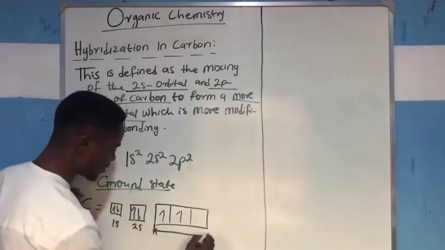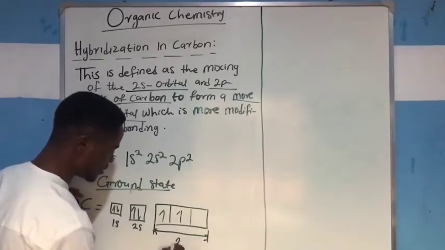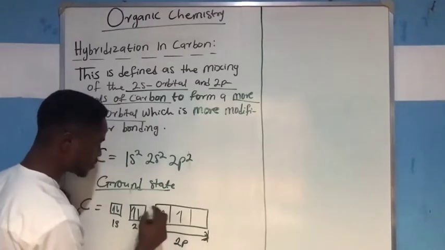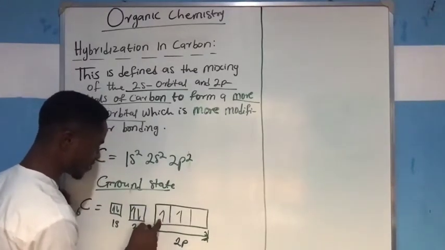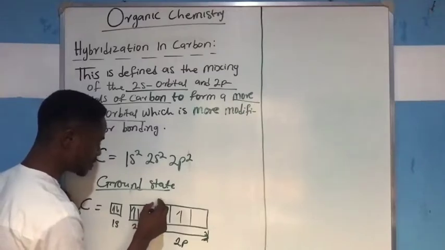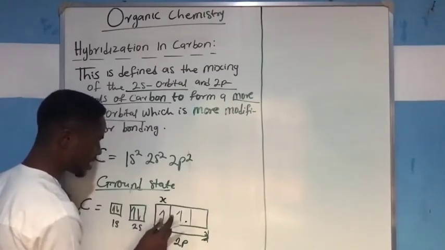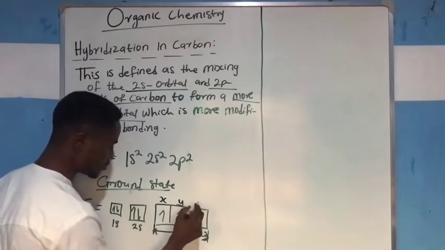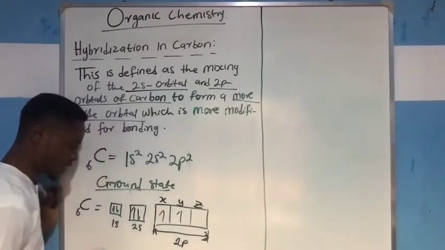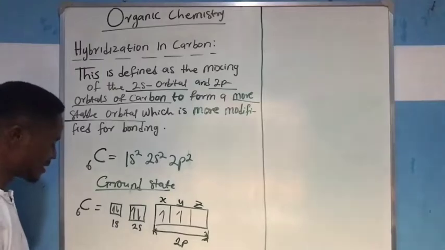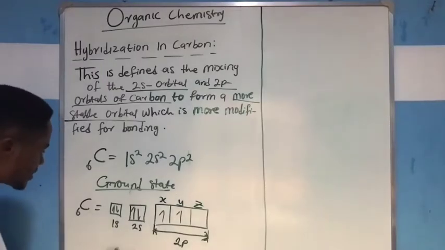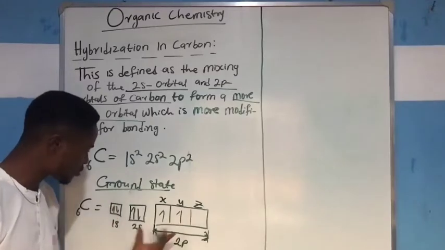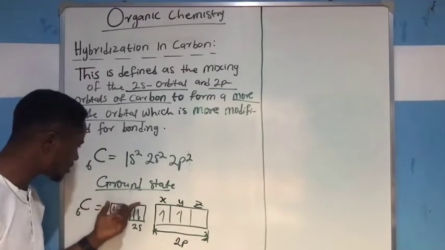From here down to here is actually a 2p orbital. Alright, so precisely I want you to understand that this particular orbital is called the 2px, and this is called the 2py, and this is called the 2pz. Okay, so this is the electronic configuration, or this is the orbital diagram. Alright, this is the representation of this electron block in the ground state of carbon.